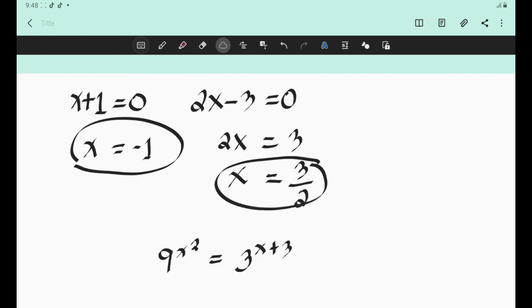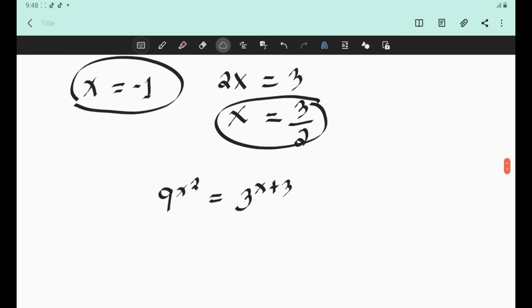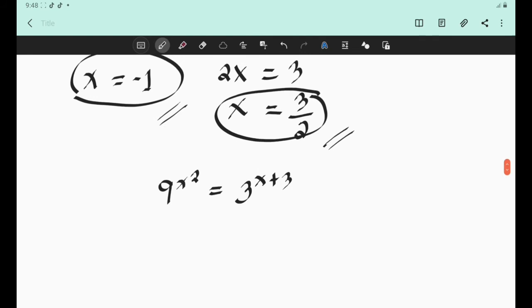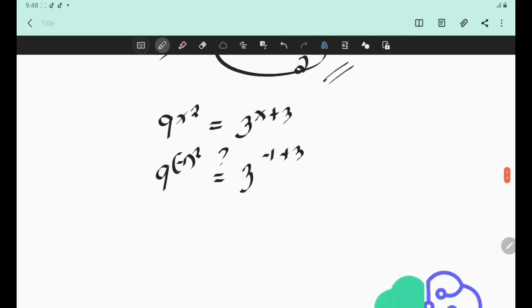Okay, ano ang gagawin natin dun sa original? Tignan natin kung yung dalawa ba nating nakuha na value ni x will satisfy the given exponential equation. So again, let us have negative 1. So we have 9 raised to negative 1 squared. Is it equal to 3 raised to negative 1 plus 3? So we have negative 1 squared is 1. So, 9 raised to 1 is 9.